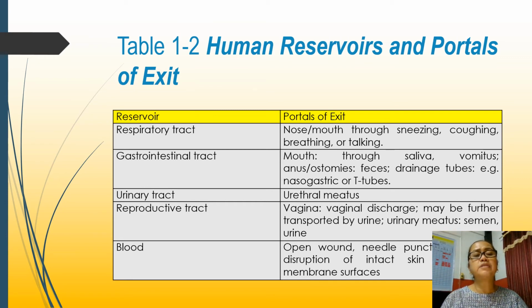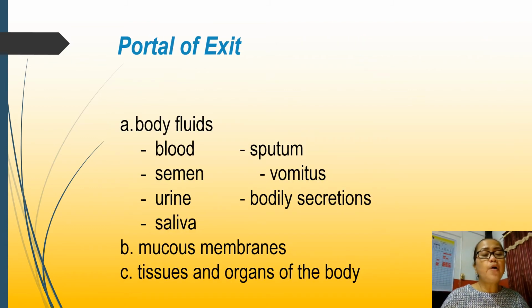Those are the human reservoir, or the place where the microorganism lives, and their portals of exit are on the right. So we have here the portal of exit now. Again, the portal of exit could also be your portal of entry. So body fluids: it is mentioned there that your blood, semen, discharges of male, and then urine, saliva, and then your sputum, it comes from the lungs, and vomitus, it comes from your gastrointestinal tract, and bodily secretions such as your sweat.